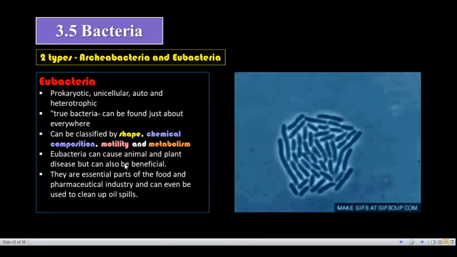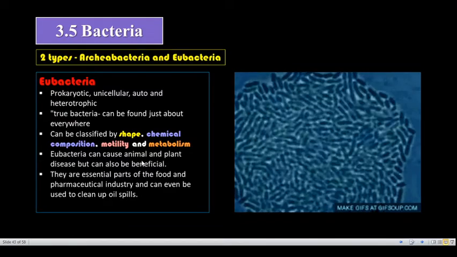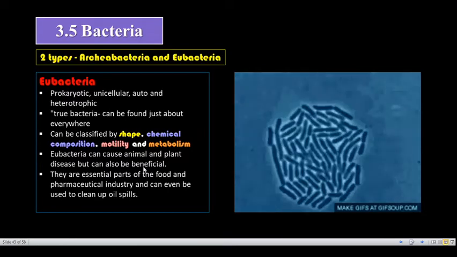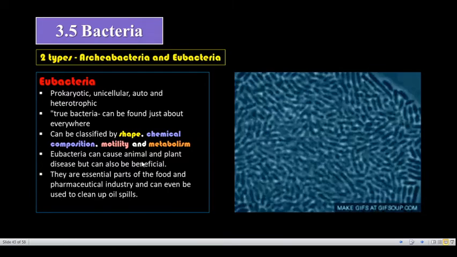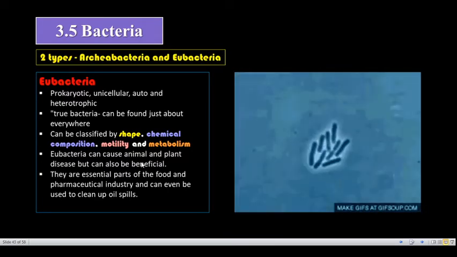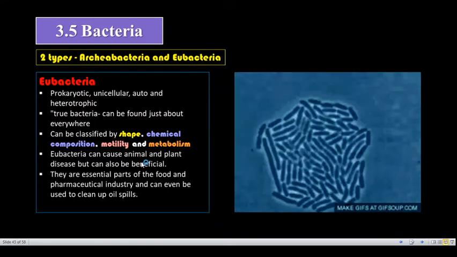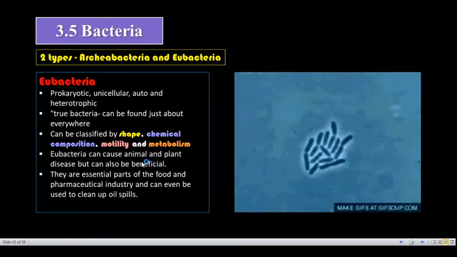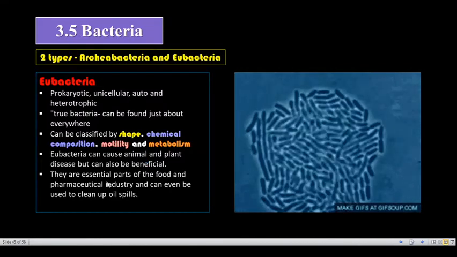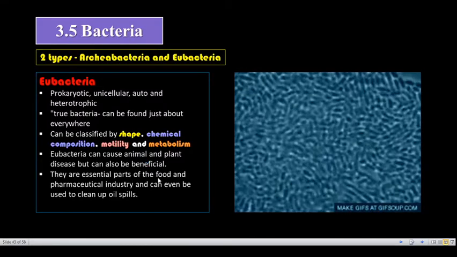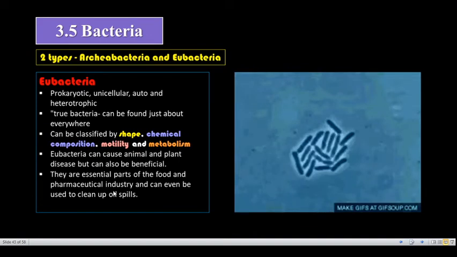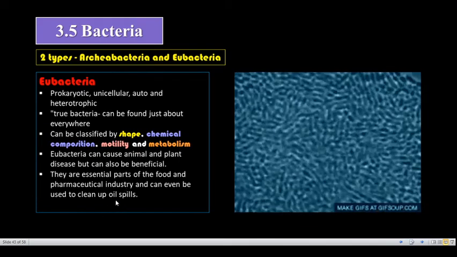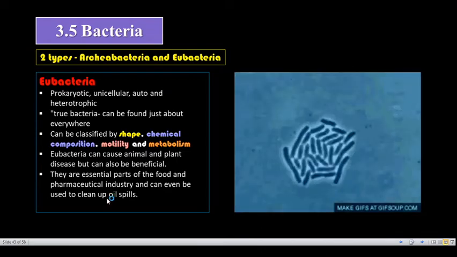Your eubacteria can cause animal and plant diseases but can also be beneficial. So, pwedeng harmful ang eubacteria. On the other hand, pwede silang ginagamit in producing products that will benefit the human society. They are essential parts of the food and pharmaceutical industry and they can also be used to clean up oil spills.